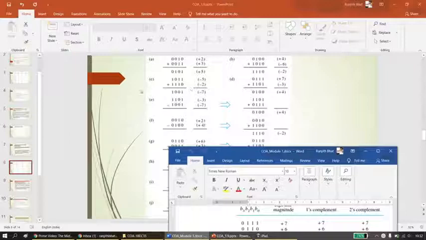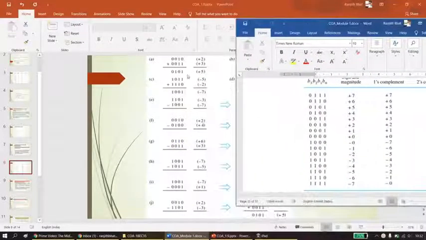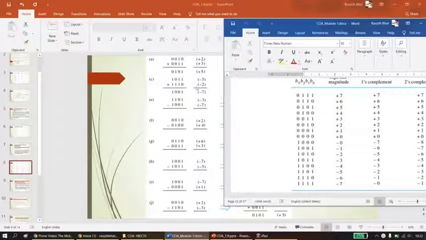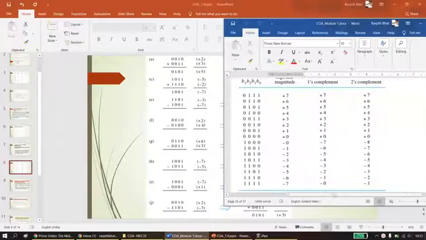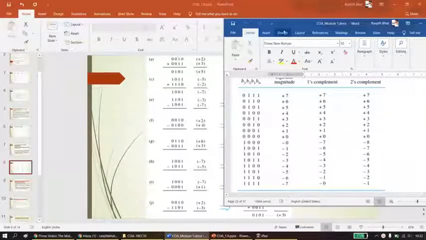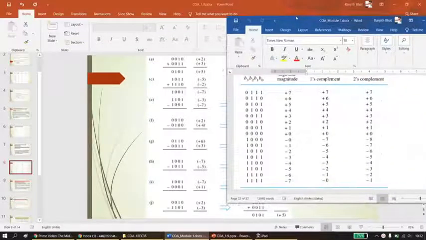So if there are numbers which have two of the same sign, that is minus 5 and minus 2, let us consider minus 5 and minus 2. The answer is minus 7.